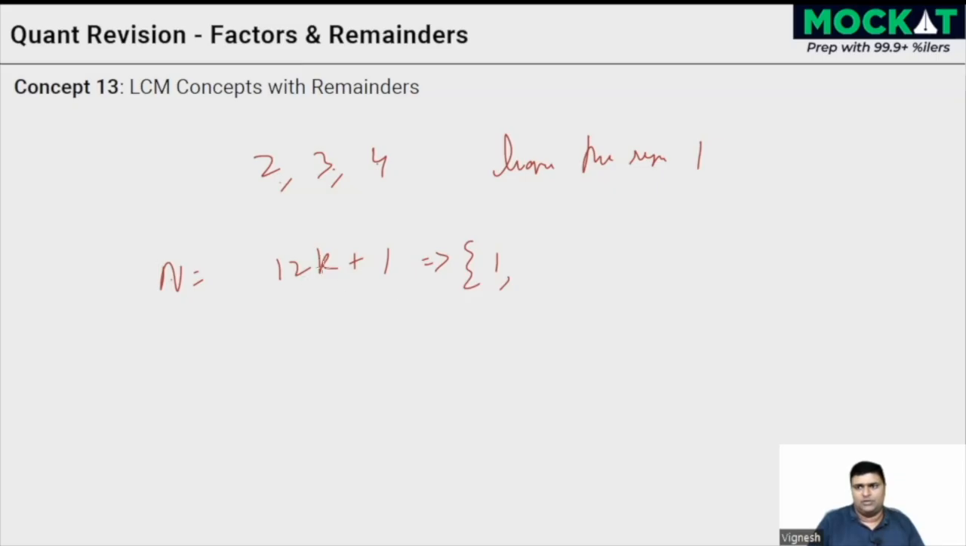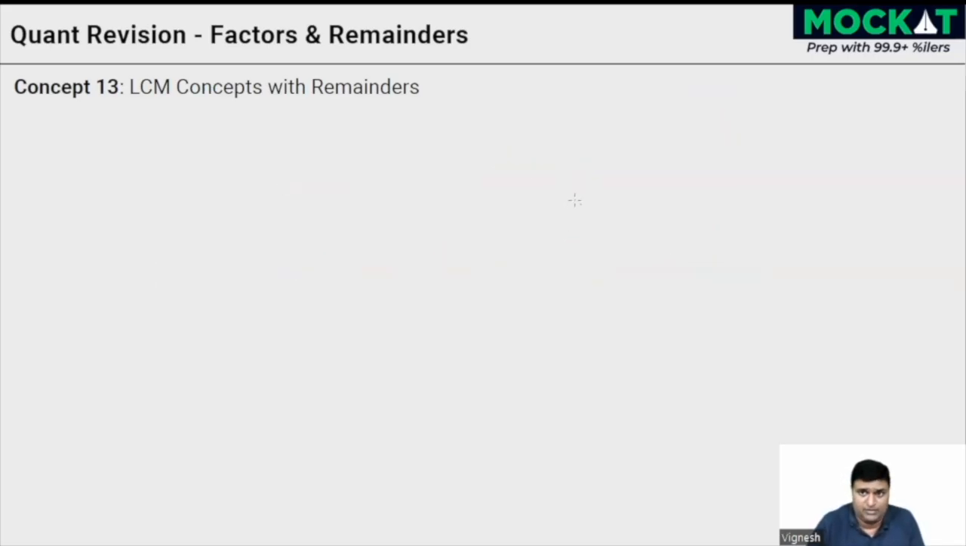What's the next one? 12 into 1 plus 1, 13. Next, 12 into 2 plus 1, 25, and so on. Take, for instance, 25 by 2 gives me 1. 25 by 3 also gives me a remainder 1. 25 by 4 also gives me a remainder 1. It will definitely satisfy. When can we apply this? When the remainder is 1 everywhere, right? It's the same remainder.